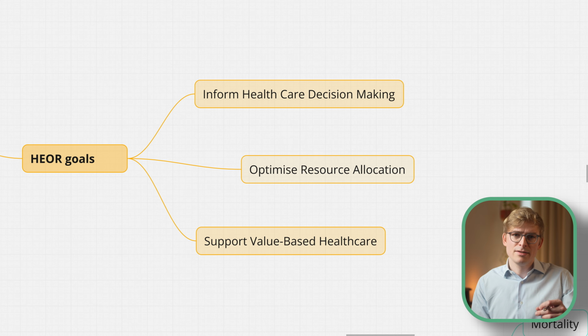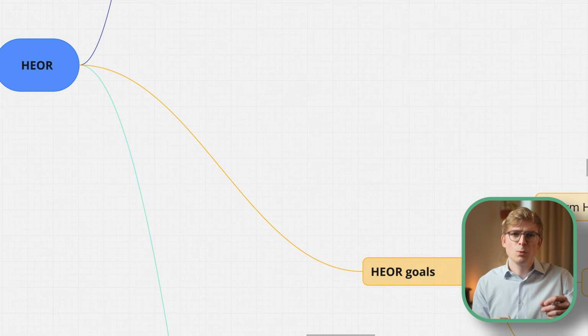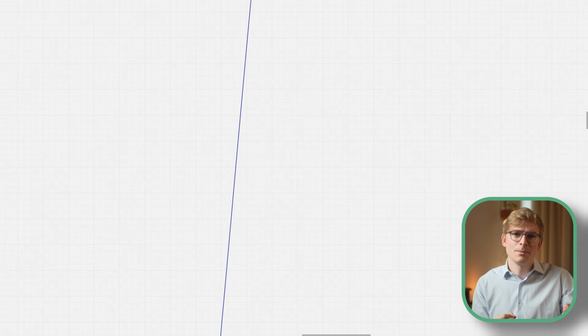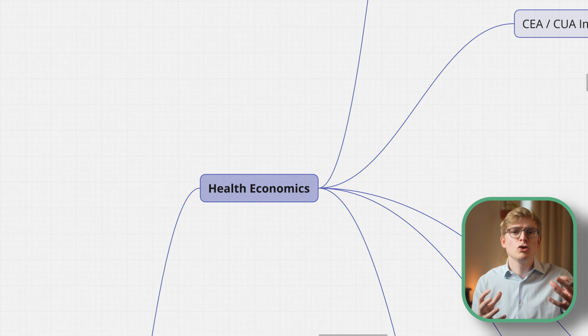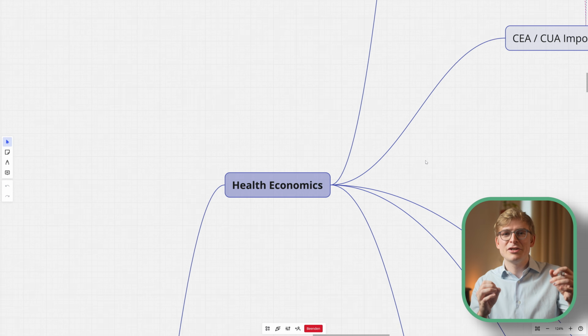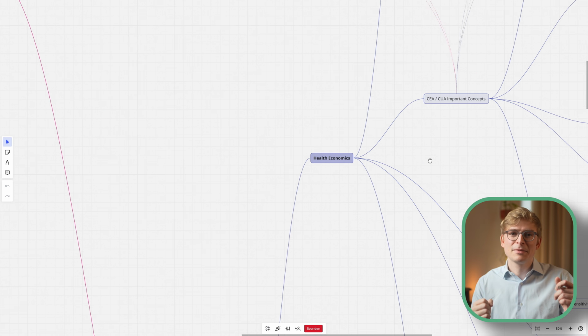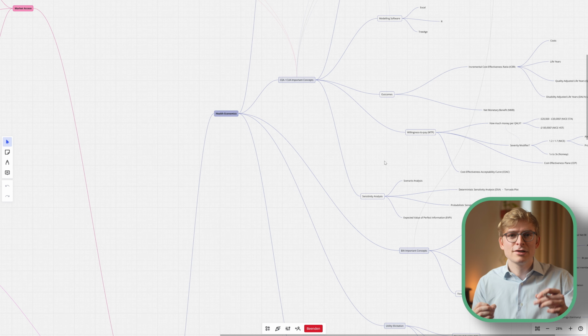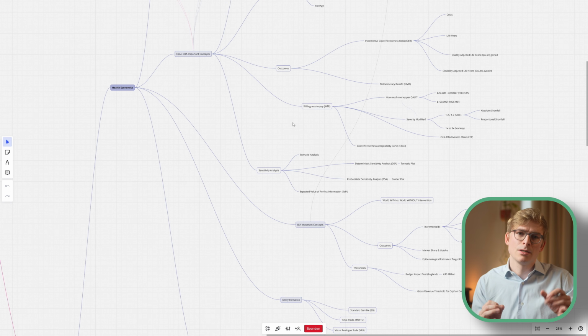With these goals in mind, let us explore the blue branch, which takes us to health economics, which makes up one of the two major components of HEOR. From here, you can see that the mind map spreads out into several branches and subnodes. To bring some clarity to this mess, let's first look at the different types of health economics studies.